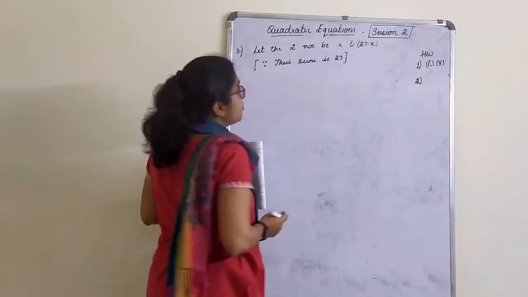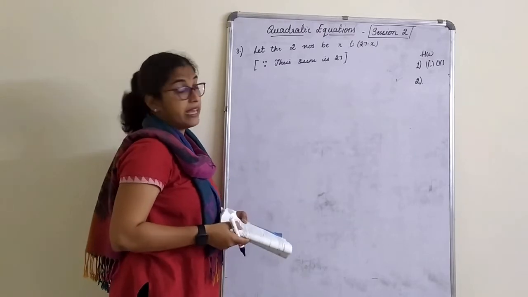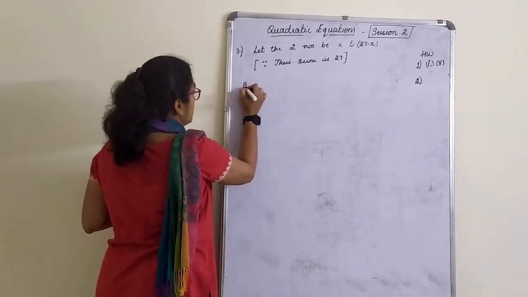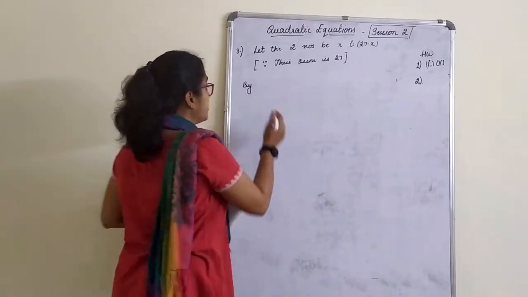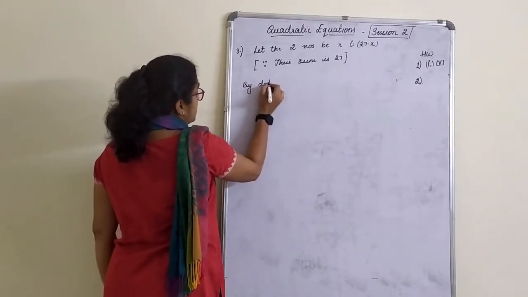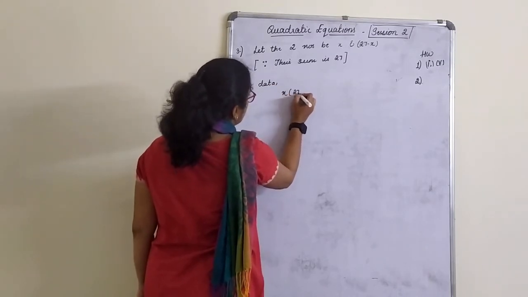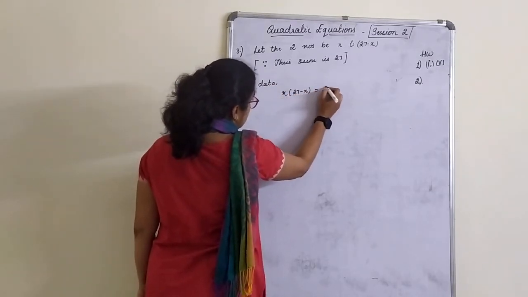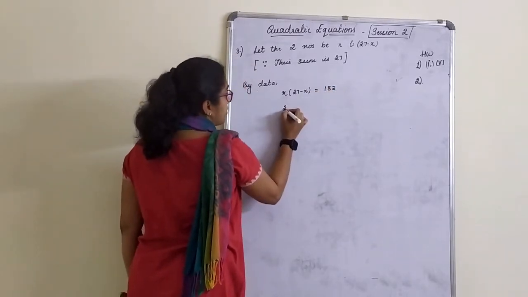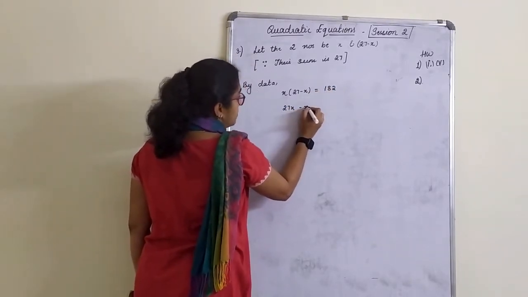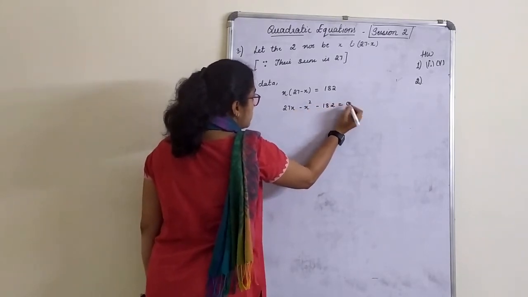So x plus 27 minus x, and x will get cancelled. What will I get? 27 back again. Okay, that's all. By data, the product of these numbers they have given directly as 182. By data, x times (27 minus x) is equal to 182. So multiplying, 27x minus x square minus 182 is equal to 0.